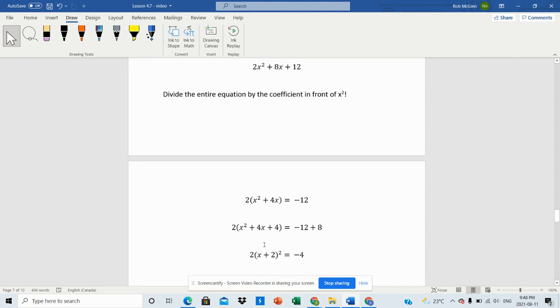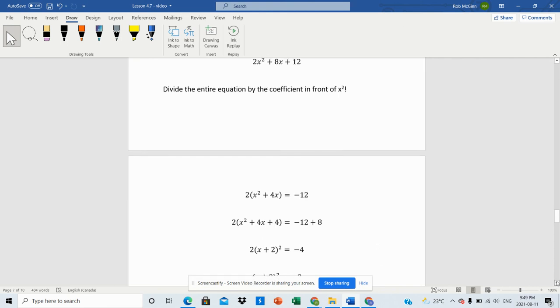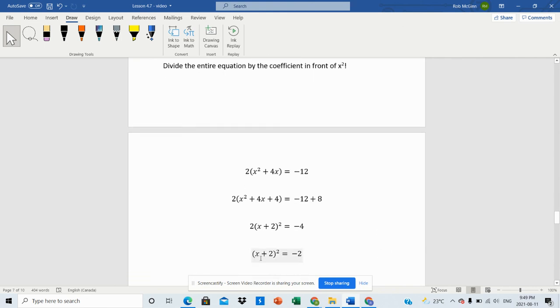And so now x squared plus 4x plus 4, well, that's the same as x plus 2 squared. So I've got 2 times (x plus 2) squared equals negative 4. All right, now I want to try and solve this. So the first thing I'm going to do is divide both sides by 2. And so I'll get x plus 2 squared equals minus 2.